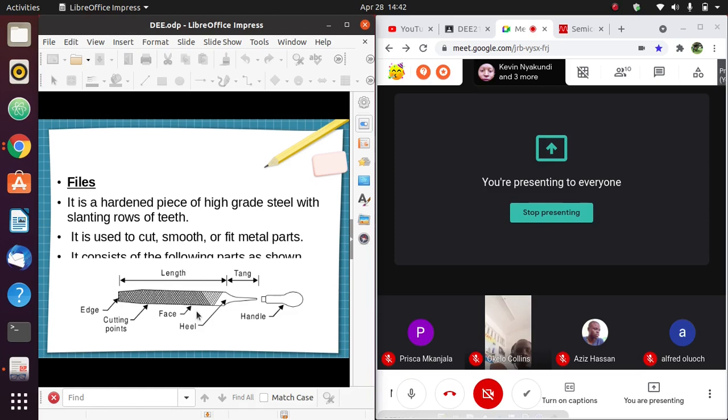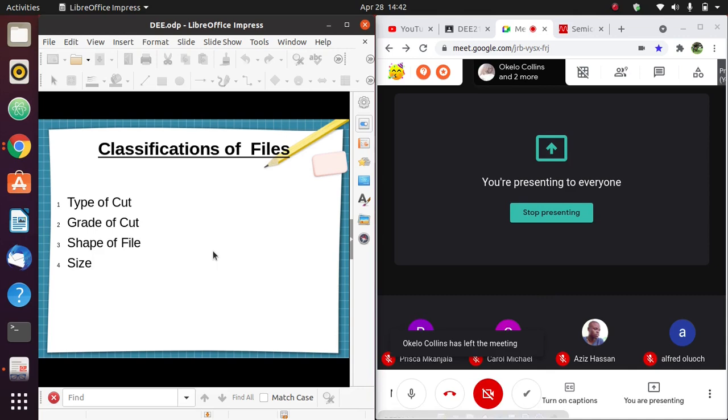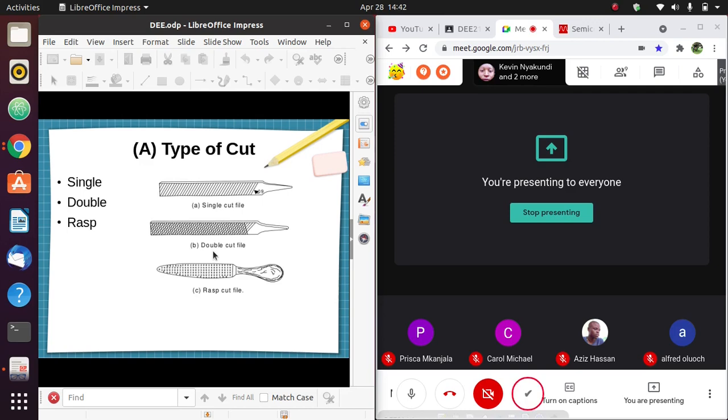Now, files are usually classified according to four major categories. We have the type of cut, the grade of cut, the shape of the file, and the size. When we talk about type of cut, there is the single cut. The face of that file has been cut, or divided, using single sloping lines. Now, the angle between your sloping line and the edge is known as the rake angle, R-A-K-E. So you'll find that this single cut has a negative rake angle. It is going in the anticlockwise direction.